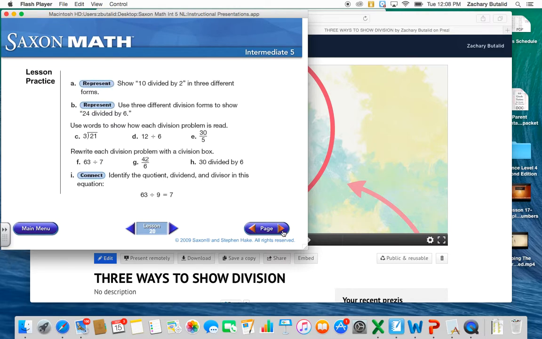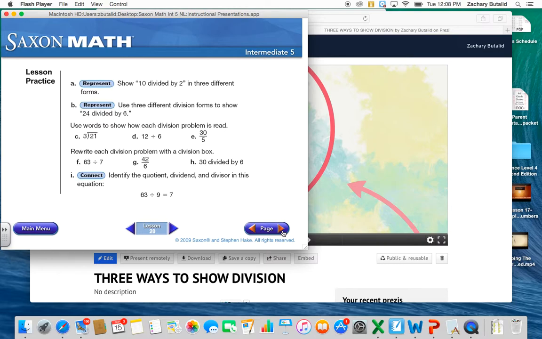Here's your lesson practice for tonight. On A, you're going to show 10 divided by 2 in 3 different forms. You can go back to the beginning where we showed you. Now when you say it out loud to yourself, 10 divided by 2, it means you're going to put 2 into the 10.